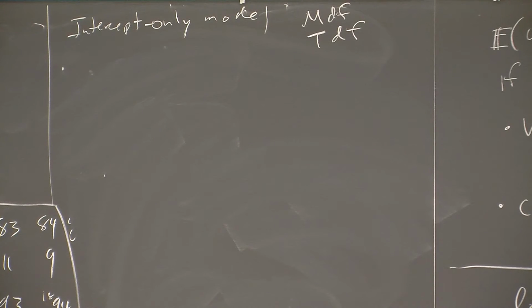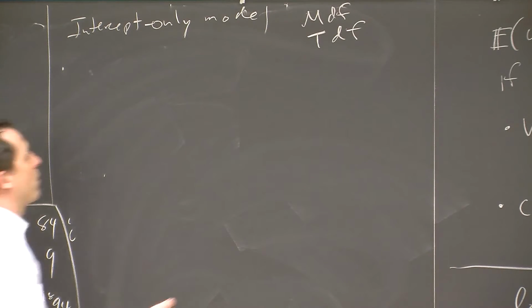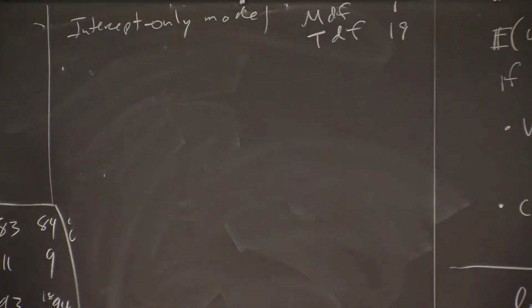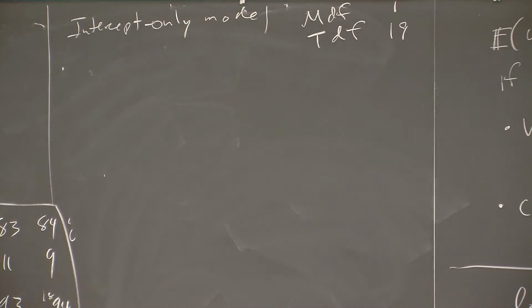Wouldn't the test be 19? That's right. So the model has only one degree of freedom, which is the intercept, which is going to correspond to what number from this data set? What number would you compute from this? You could do it by hand, but you could quickly do it with a calculator.